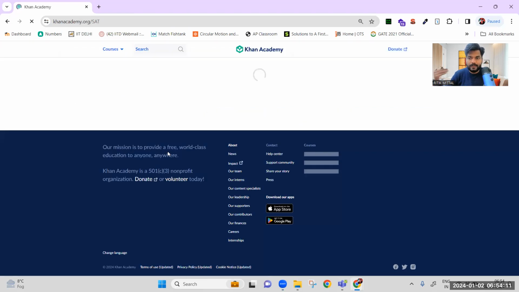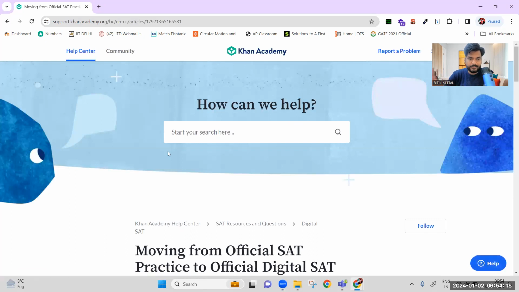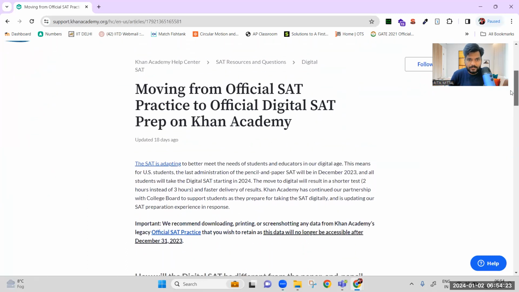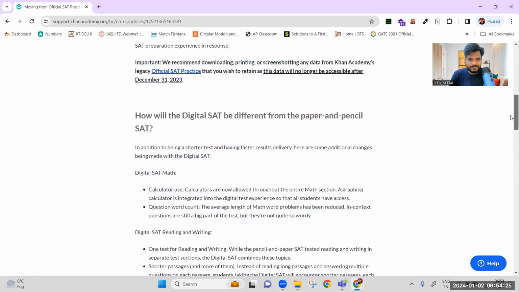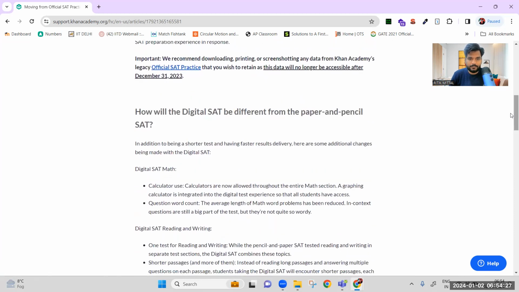Okay, so as you all know, going forward the SATs will be digital internationally. I mean to say, even if you are living in the US or outside the US, the SATs will be digital. Here you see there are a few differences between the digital SAT and the pen and paper SAT. So let's discuss them one by one.